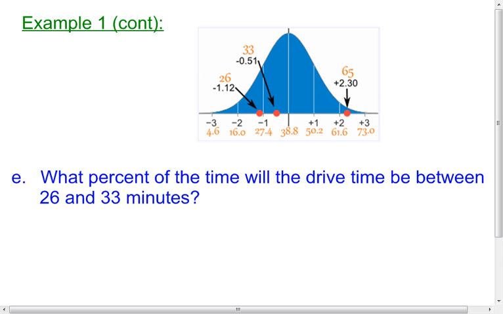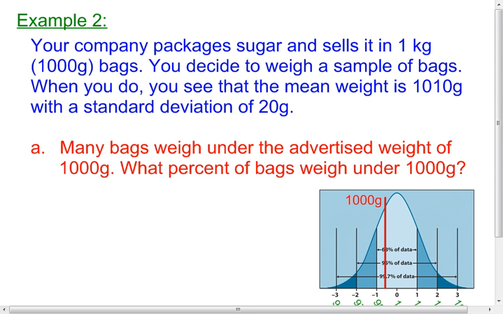Ooh, look at that. I already have them on a separate screen. Okay, here we go. Example 2. Your company packages sugar, and they sell it in 1 kilogram, which is the same as 1,000 grams, bags. So you decide to check their accuracy and weigh a sample of bags. When you do, you see that the mean weight is 1,010 grams. So on average, these bags are heavier than they need to be. They have a standard deviation of 20 grams.